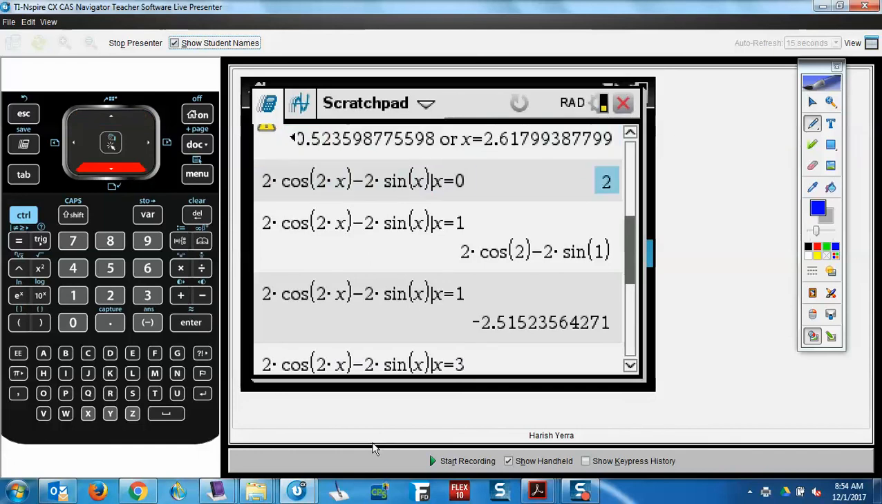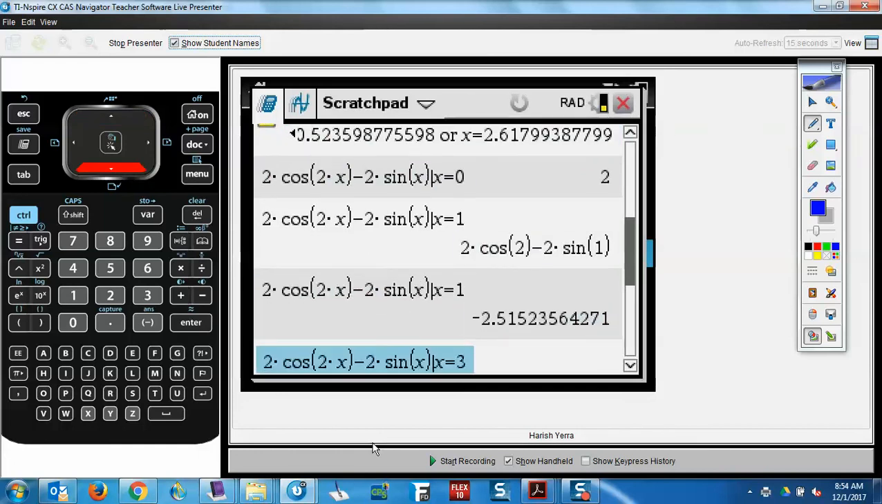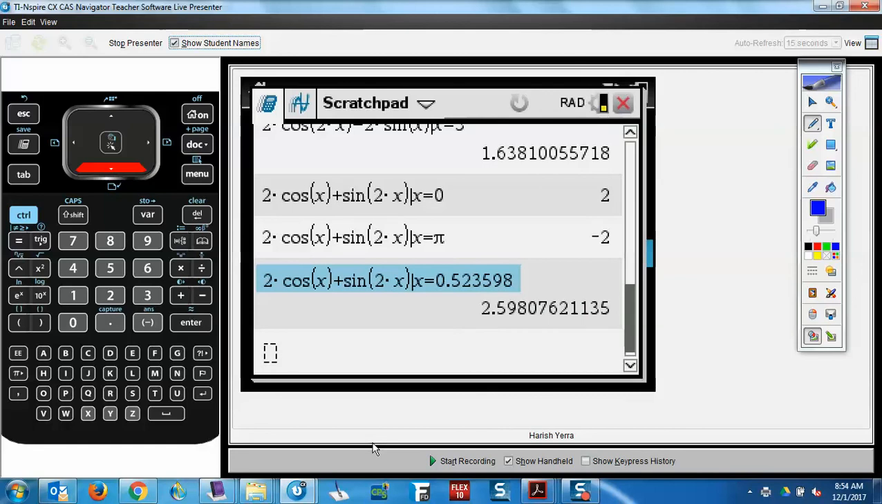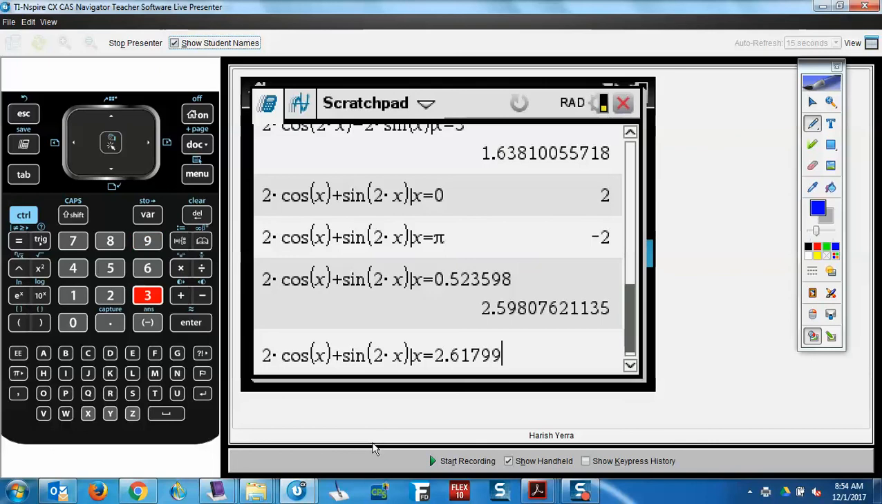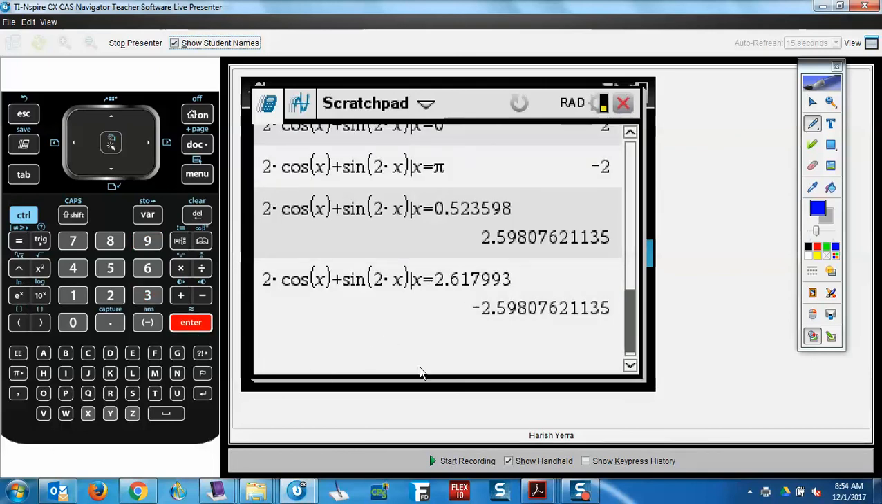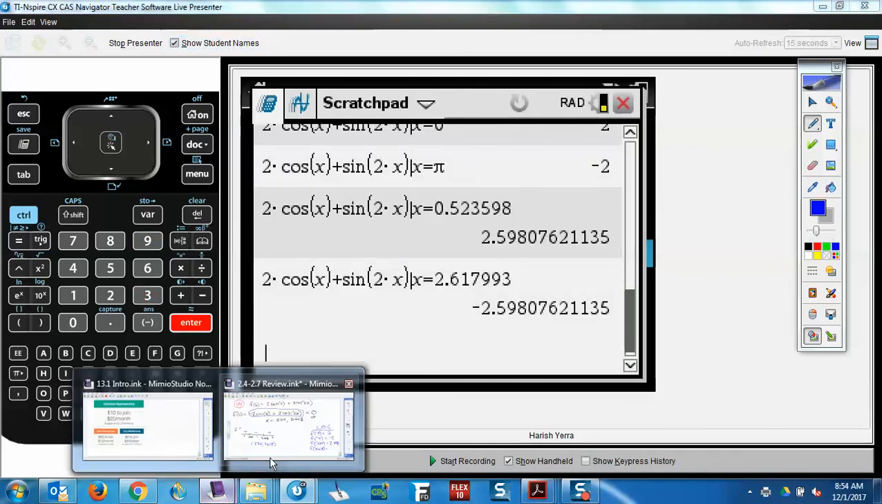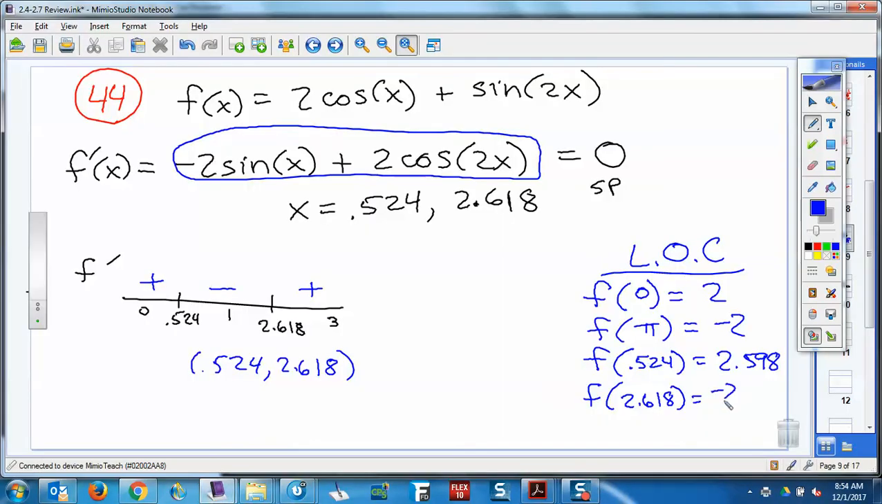617,993. And -2.598. Now go back to your graph screen.